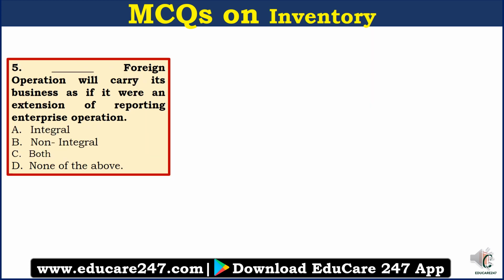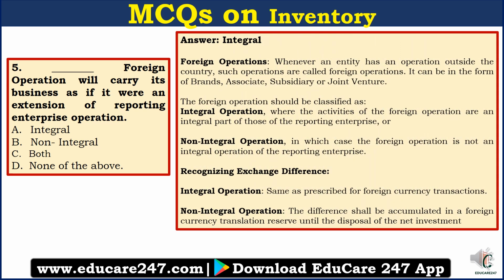Now coming to the last question, question number 5. Dash foreign operations will carry on its business as if it were an extension of the reporting enterprise's operation. A. Integral, B. Non-integral, C. Both, or D. None of the above. So the answer to the question is integral.